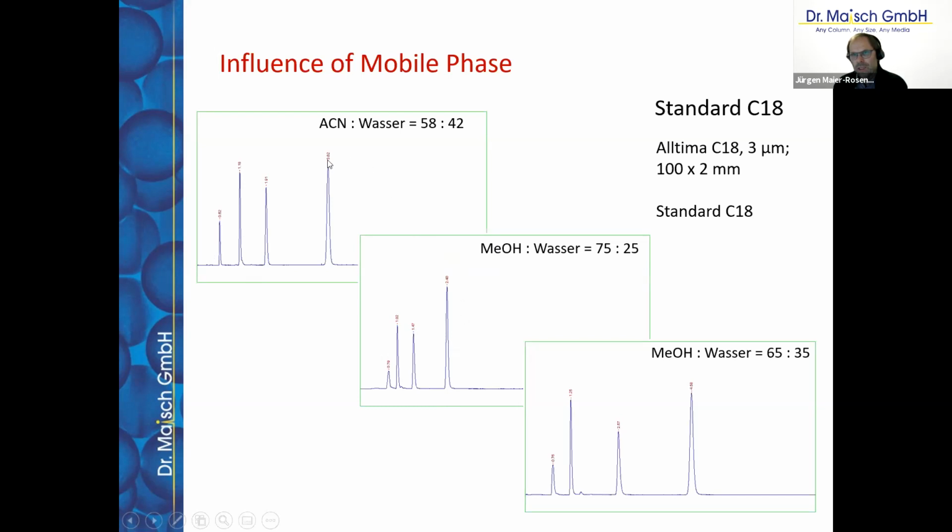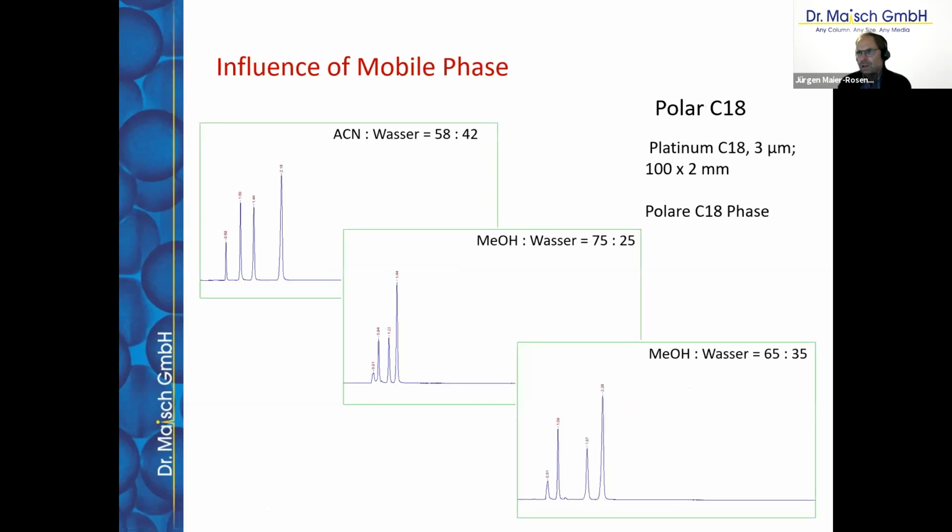If we make an adjustment to get the same retention for the toluene, as we have done here, we see that the pattern is also changing, and we have an increasing retention for the toluamide. That's due to the fact that the standard C18 also has slightly polar interactions, which are supported by methanol, and therefore we have a slight increase of retention of toluamide.